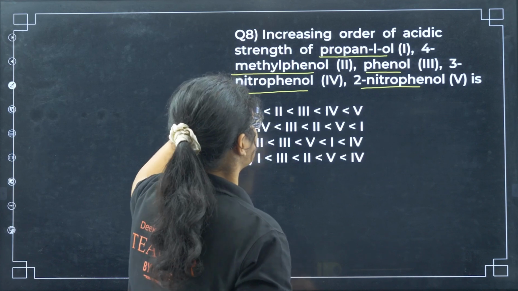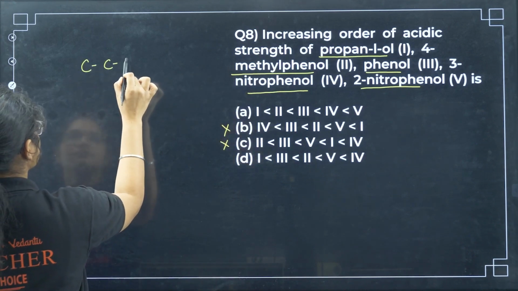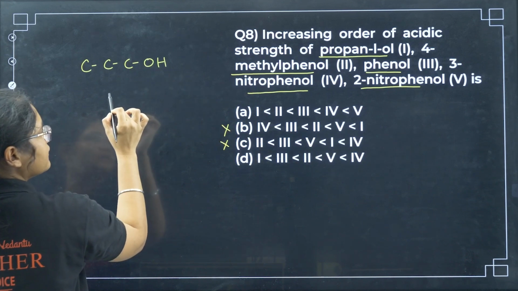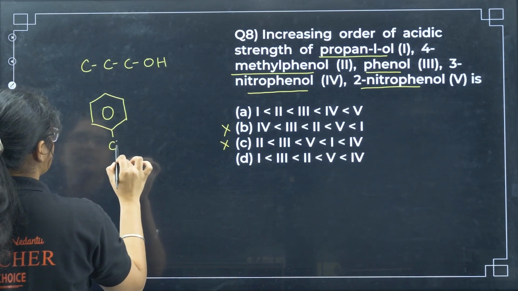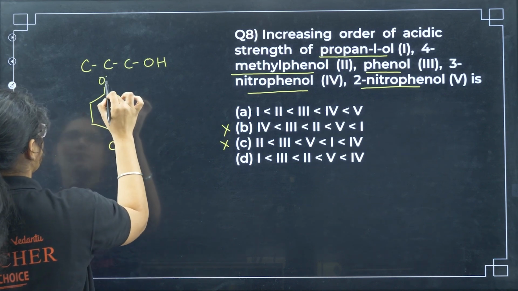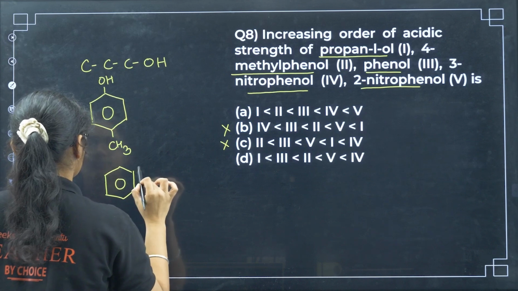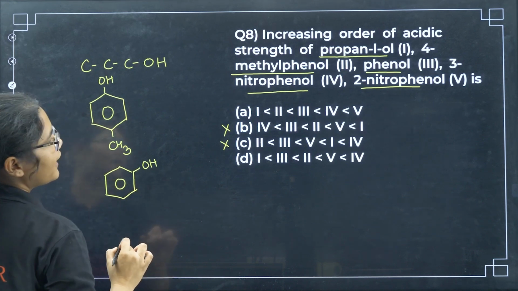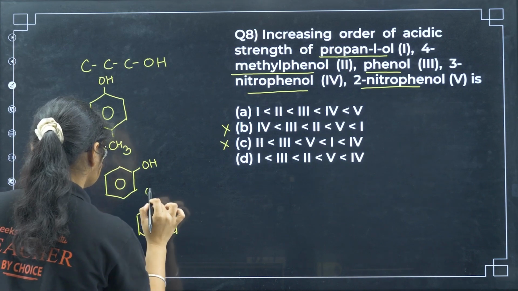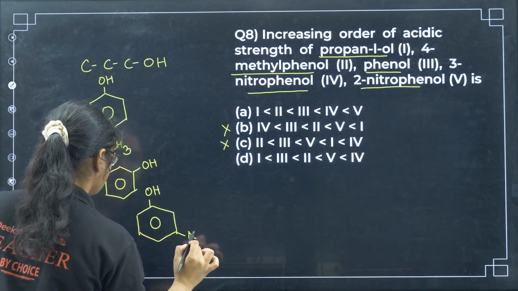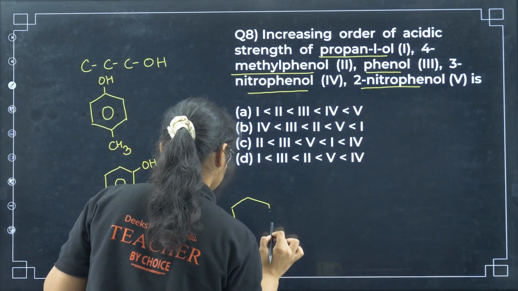Let me first draw the structures. We have propanol, then we have 4-methyl phenol, then I have plain phenol, then I have 3-nitrophenol, and then I have 2-nitrophenol.